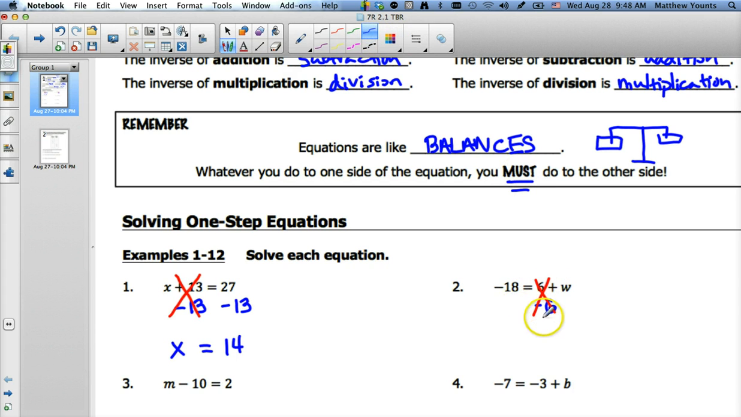That means I also need to subtract 6 from the left side because I need to keep my equation balanced. And so negative 18 minus 6 on this side is going to give me a negative 24. Line up your equal signs, and then all that's left on this side is w. So this tells me that w equals negative 24, and that makes sense because 6 plus a negative 24 would have given me a negative 18.